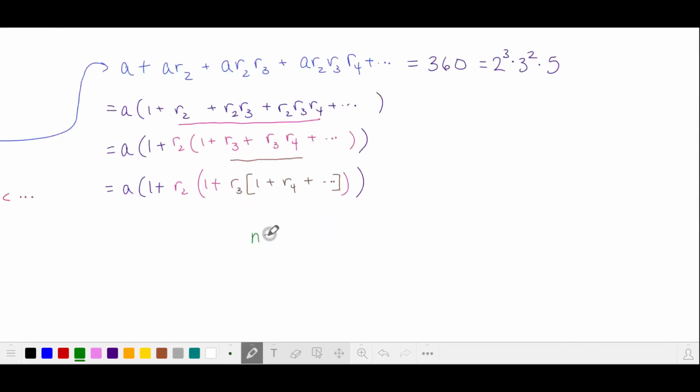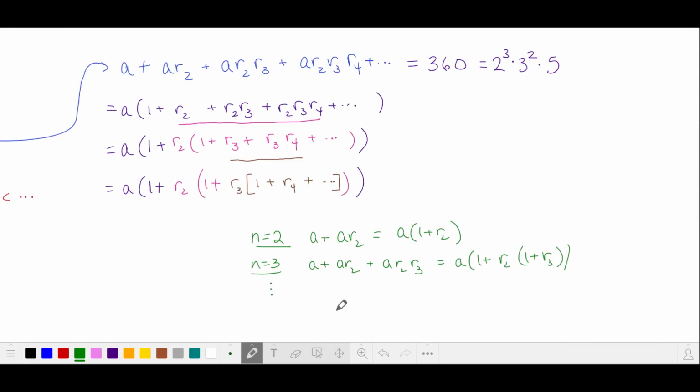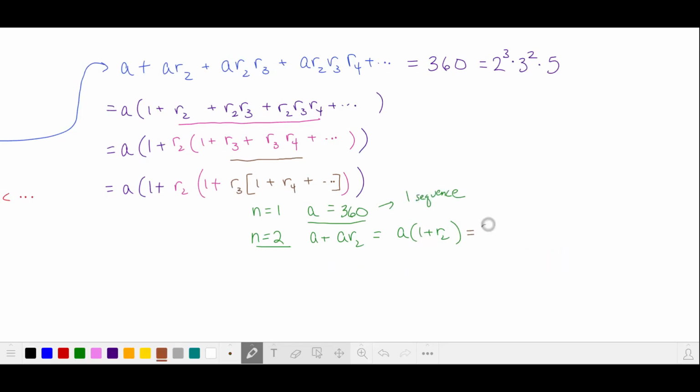Factoring is going to depend on the length of our sequence, so let's do casework on n, the number of terms in our sum. We'll start with n equals 1. That's just our first term is equal to 360, which gives us our first sequence. This is our expression for n equals 2. We'll set it equal to 360.